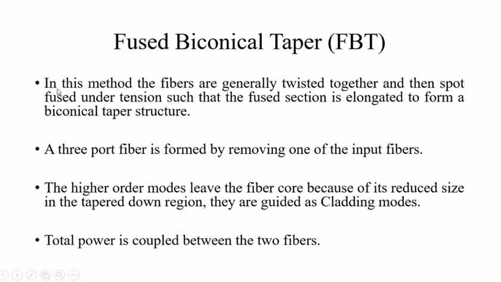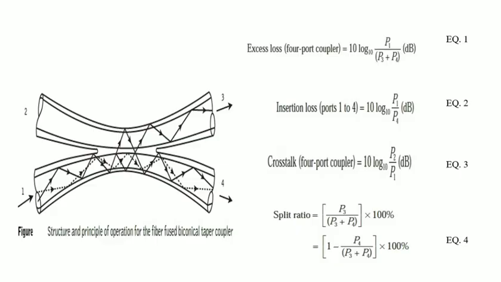Next, we'll discuss what the losses are regarding this FBT. The same explanation is given here. We can go through the explanation. Next, we'll discuss what losses may occur in an FBT coupler. The first loss is excess loss. As I told, the scattering loss in the fiber is called excess loss. It is given by the ratio of input power to output power, measured in dB.